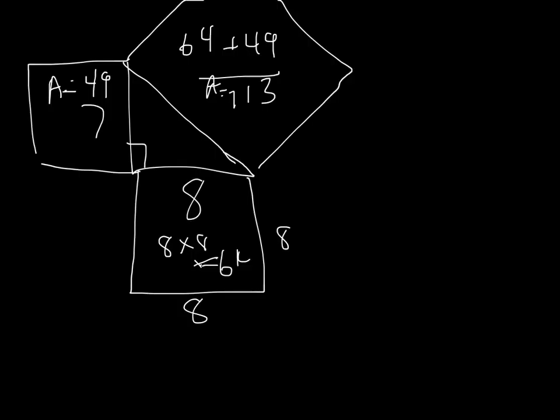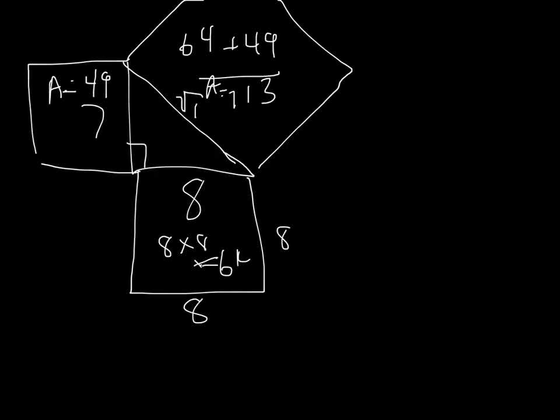The thing I need you to get is that this side length is the square root of this area, and this area is the side length squared. I need you to understand that relationship back and forth. 8 squared is 64. The square root of 64 is 8. 7 squared is 49. The square root of 49 is 7. Which means this side squared is 113, which means that the square root of 113 is that side.